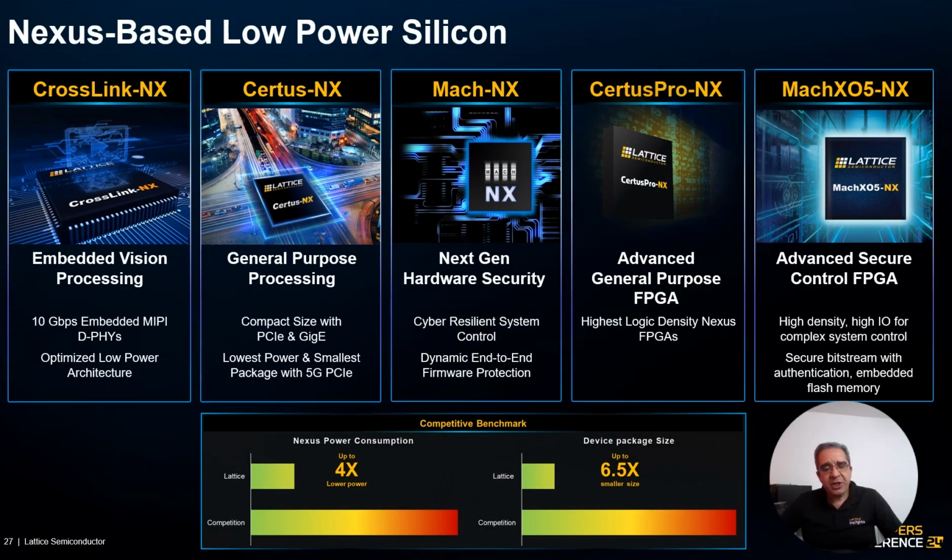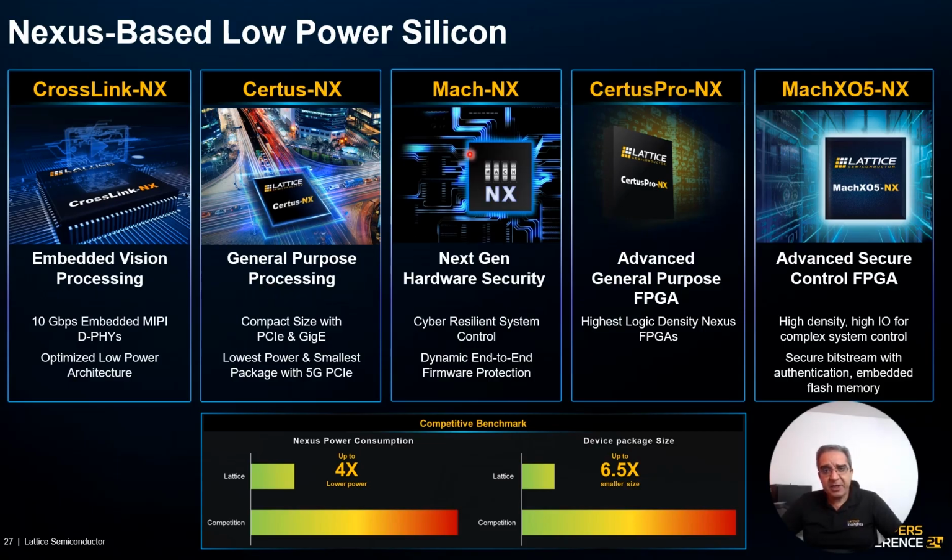So Nexus is actually a platform for multiple devices, and they use a 28 nanometer FD-SOI technology. There are multiple variants. Crosslink NX is targeted to embedded vision. It has hardware features that are well suited for embedded vision processing, with MIPI-type interfaces, USB 3 interfaces and so on. Certus NX is general purpose processing that has PCIe and gigabit Ethernet built in.